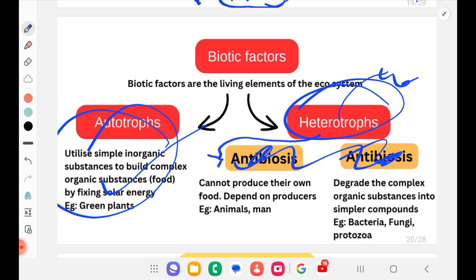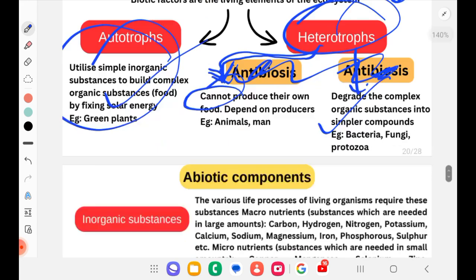So these are like heterotrophs. In that heterotrophs we have consumers, then we have decomposers or saprotrophs. Okay, this I explained already.